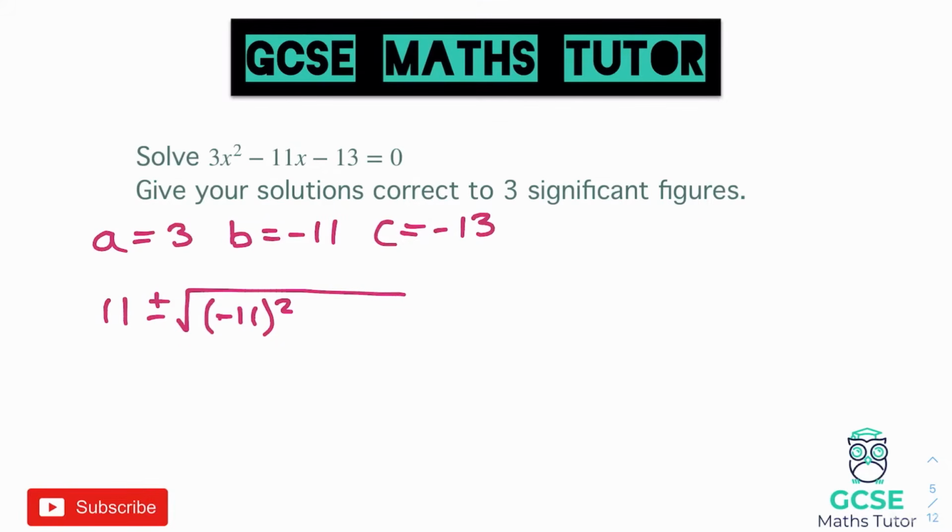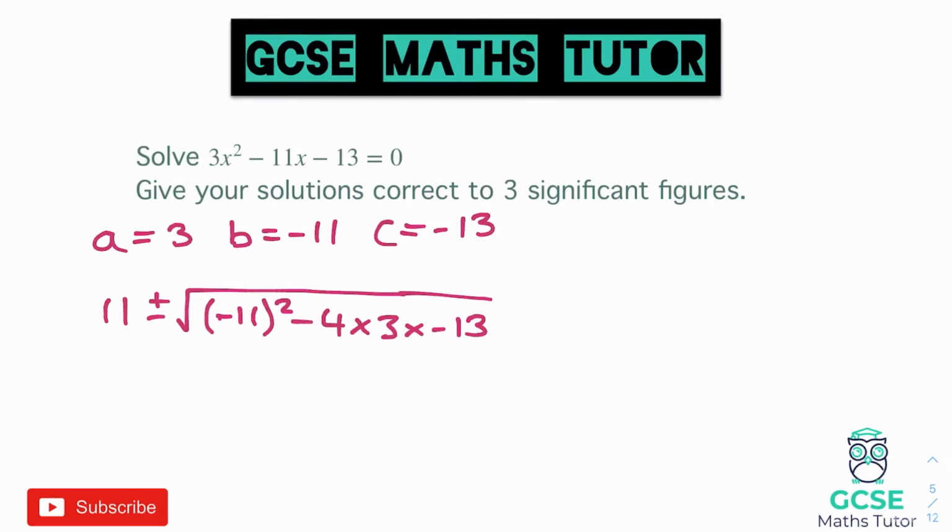I'm going to start typing this in as we go. So plus the square root, brackets, negative 11, close brackets squared, and then we're going to take away 4 times 3 times negative 13 on the top.